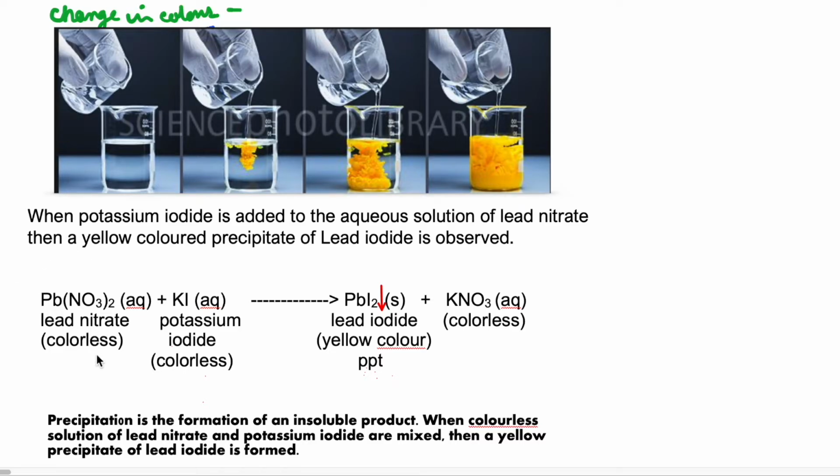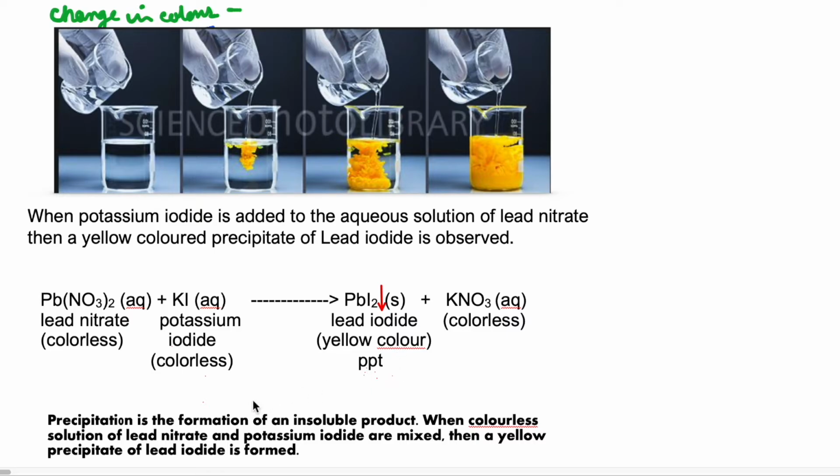So lead nitrate is a colorless solution. Potassium iodide is also a colorless solution, as seen here in this figure. When mixed, it forms yellow colored lead iodide, which is seen here as a precipitate in the colorless potassium nitrate solution. Children, note here one more thing. This yellow colored insoluble product which is formed is called a precipitate. Although we will talk about it in a while. So this lead iodide is a precipitate.